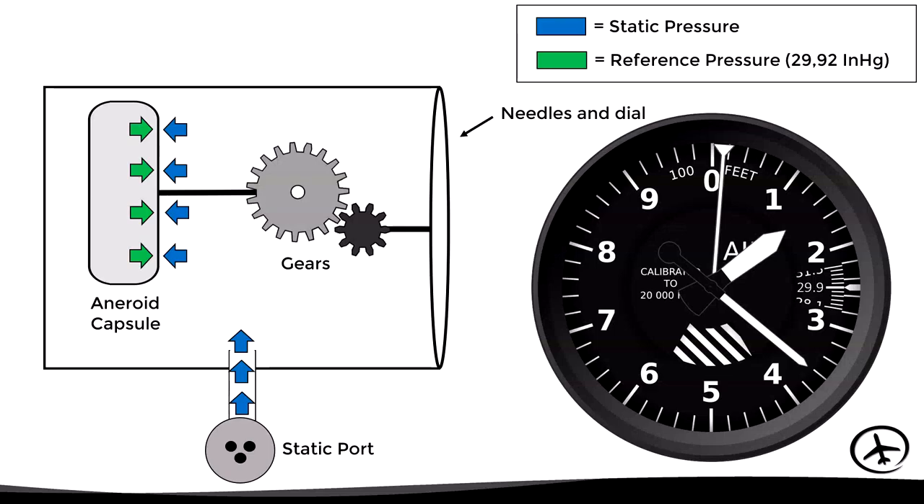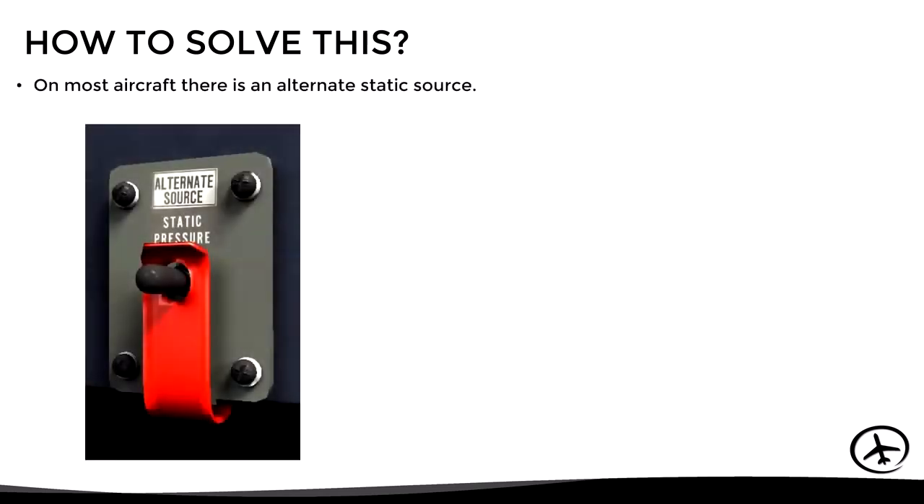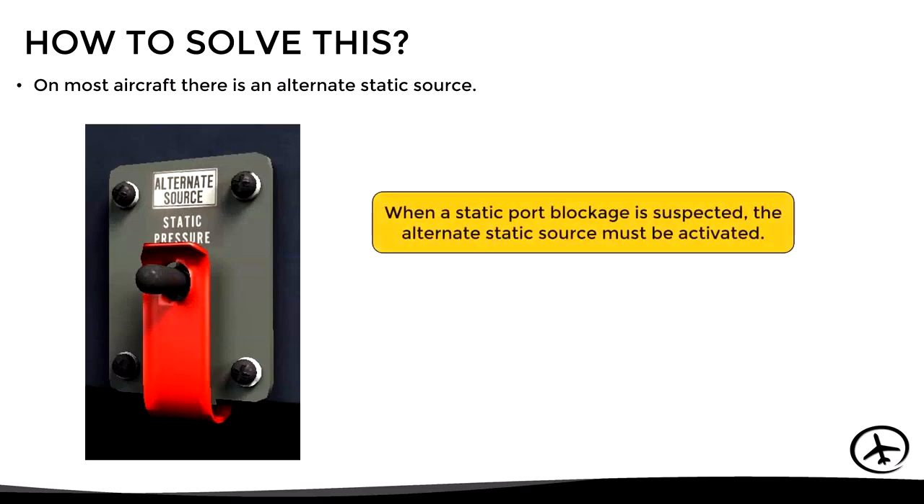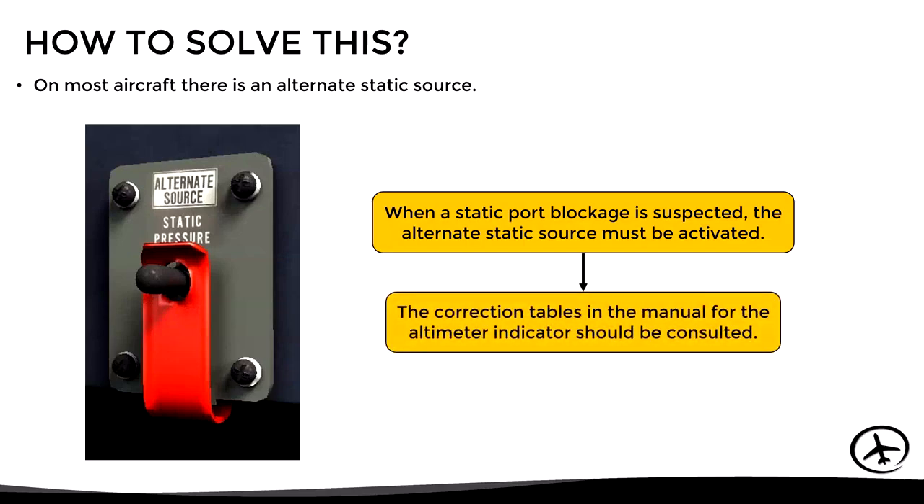When the static port gets blocked, the static pressure inside the instrument case will be trapped, and therefore it will remain constant. This means that the aneroid capsule inside the instrument will not expand or contract, keeping the needles frozen. So, how can the pilot solve this situation? Well, in most aircraft there is an alternate static source, which can be activated from the cockpit using a switch. Now, in case of using this alternate source, the pilot must consult the corresponding altitude calibration table. Since, as we already know, the static pressure sensed by this alternate source is slightly different.